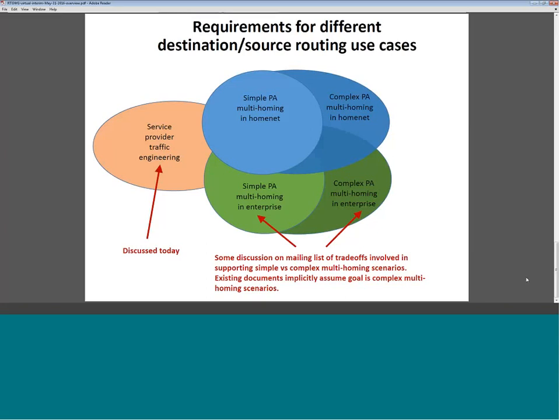In fact, it's fairly clear that they're not identical, that they don't completely coincide. And in particular, there's the use case of destination source routing for service provider traffic engineering, which I would say has the least overlap of all of these. It's not addressing the PA multi-homing use case, but it's a potential application of this technology. And so we have Shuyang talking about work on that aspect of source destination routing today. So anyways, I just wanted to start out providing some perspective here.